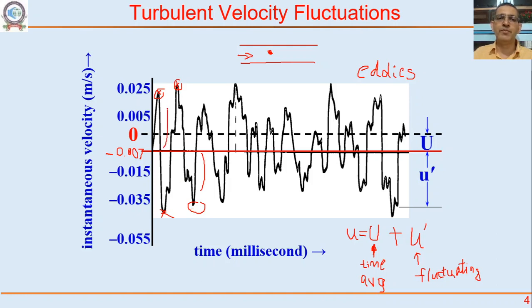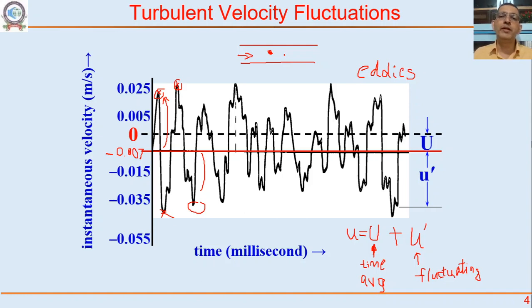Is 3 or 4 times in this number. Magnitude is also 3 or 4 times, and the direction is opposite. So these eddies have very large velocities, and they go from one point to another, or they are packets of fluid moving very rapidly in a turbulent flow. That is what characterizes the turbulence.